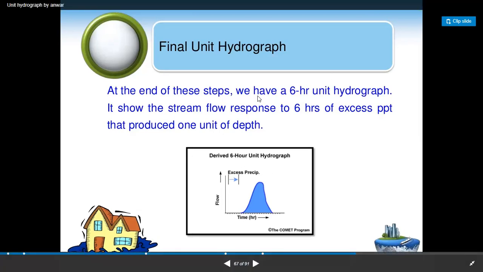The final unit hydrograph. At the end of these steps, we have a 6 hour unit hydrograph which shows the stream flow response to 6 hours of excess PPT that produced 1 unit of depth.